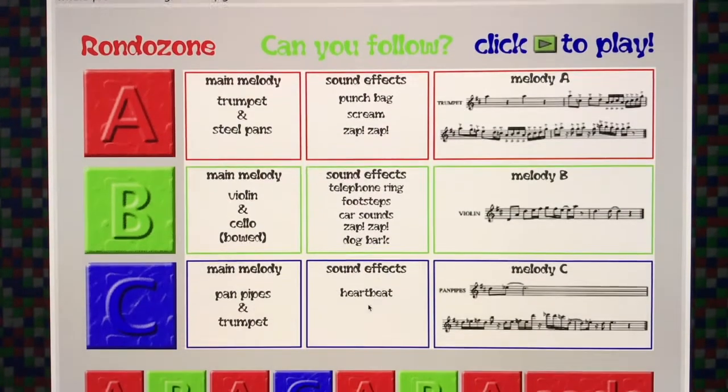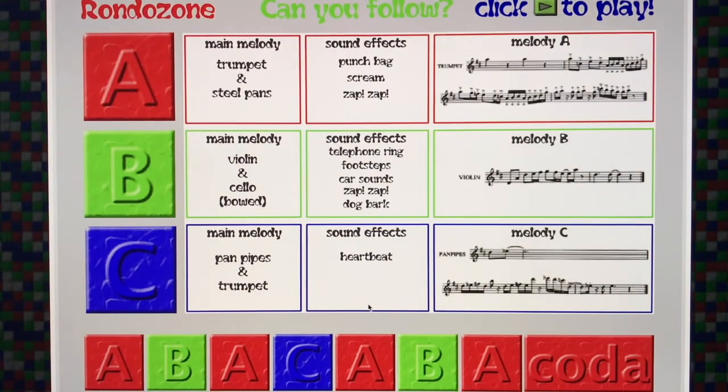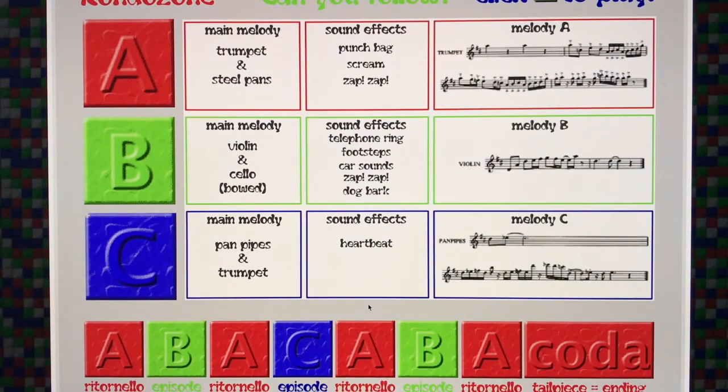Now this time I have put some sound effects into this music. So if you don't feel like following all the melodies, then you can look at the sound effects list. So for section A, the main melody is played on the trumpet and steel pans. Those are the steel drums that come from the Caribbean.